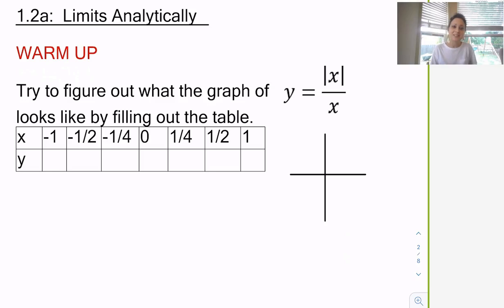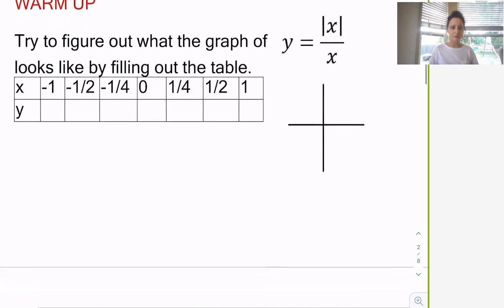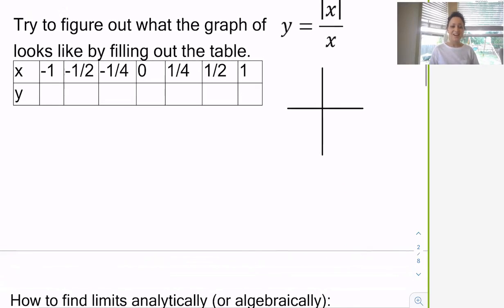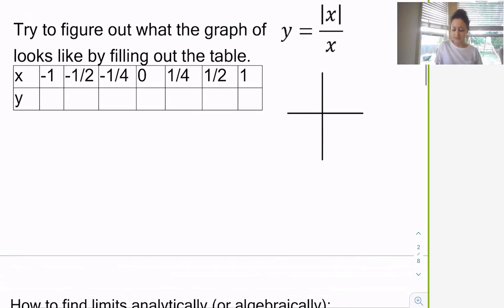All right, so we are in section 1.2a today, Limits Analytically. So we're going to look at how do we find limits now, not just from a graph, but if I give you the function as an equation, okay? So I'm actually going to force a pause on your screen one more time, and I'd like for you to fill out this table with this function here, okay?